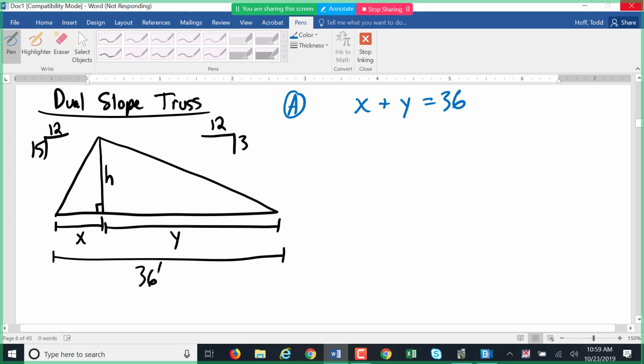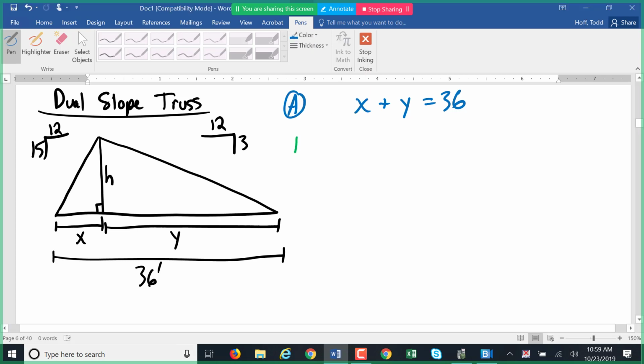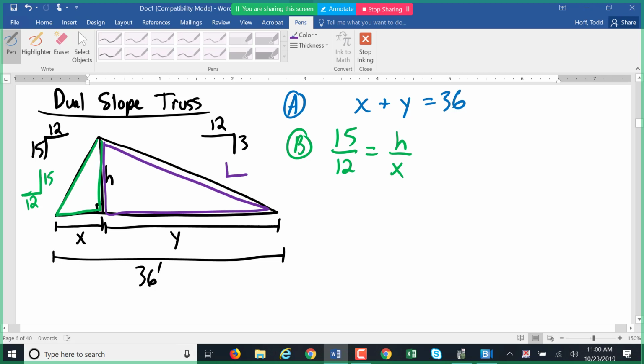My second and third equations are going to deal with the slopes. Equation B, I'm going to deal with this over here. This is a rise of 15 for a run of 12. If I rewrite it like this, it'll make a little more sense. That compares to h over x. 15 over 12 is the same ratio as h compared to x. We're going to come back to that in a little bit. My third equation deals with the other side over here. I have my 3/12 slope, rise of 3 for a run of 12. Again, I'm going to redraw it like that so that you can see how it matches up a little better. So that 3 out of 12 slope is going to equal h, the rise that goes with the 3, and y, the run that goes with the 12.